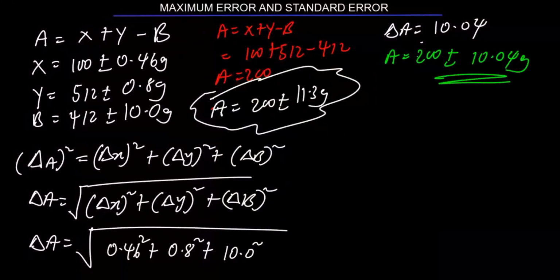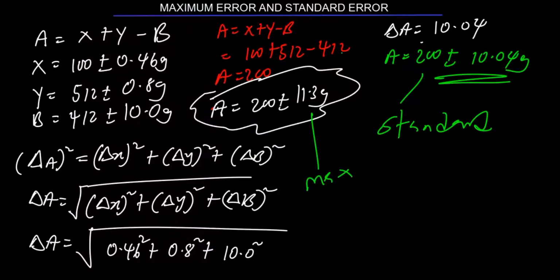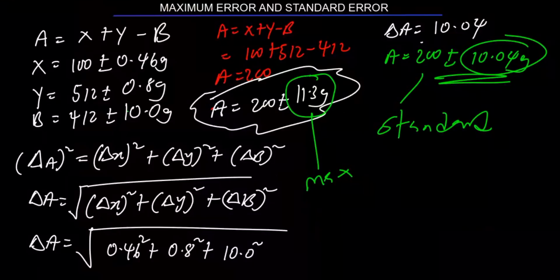So you can see this is for the standard and this for the maximum. You can see the maximum, you have more amount of error. Standard, this amount of error. You can see the difference between them. Now, this is the basic solving.